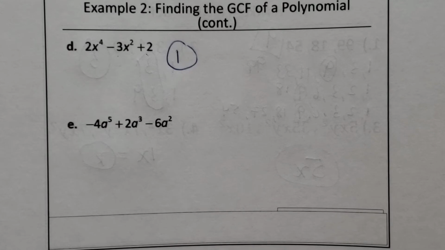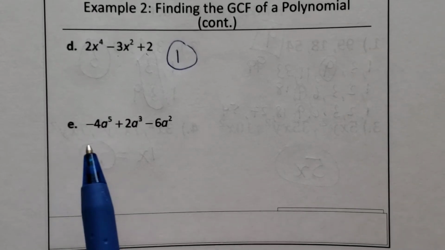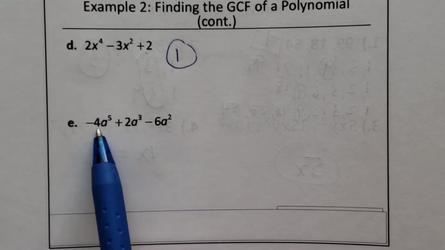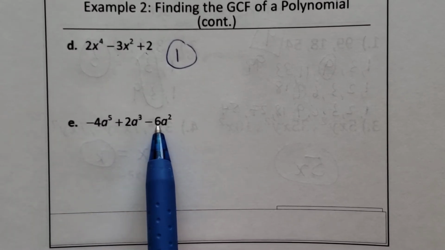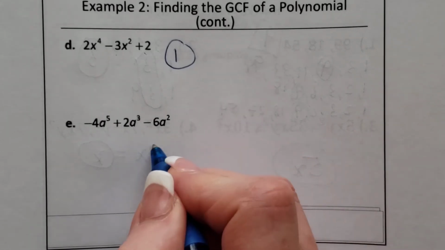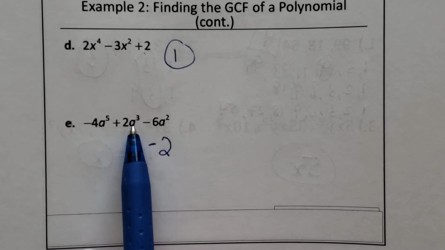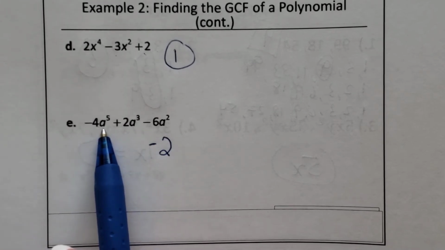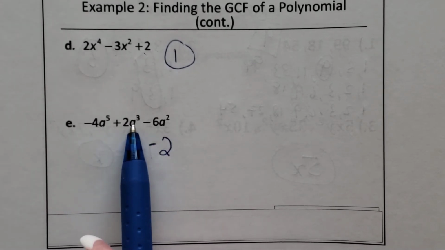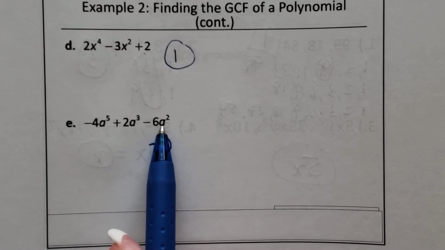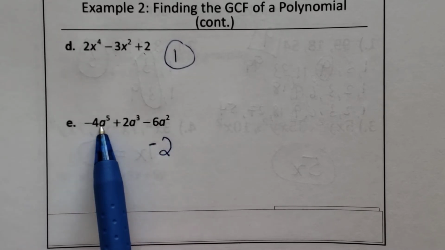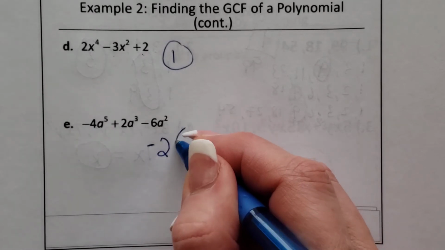All right, let's look at letter E. What could I divide 4, 2, and 6 by? I could divide them all by 2. Well, since 2 of these factors have a negative, I'm going to go ahead and divide everything by -2. All right, what about how many A's do they all have in common? I could pull out 2 A's from this, I could pull out 2 A's from that, and I could pull out both of those A's. You want your first term to be positive. That's why I'm pulling out a -2.